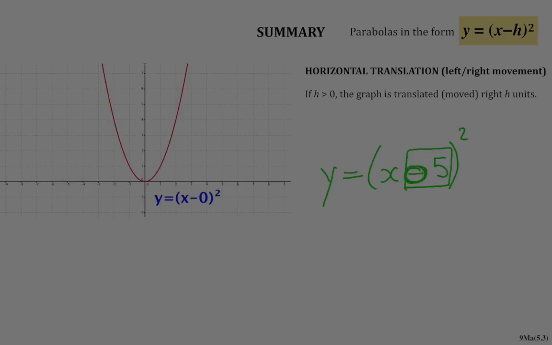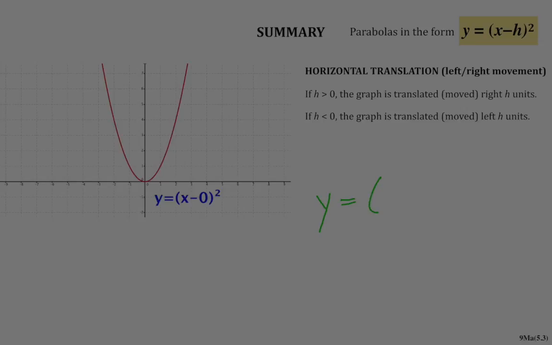You can always check: it's moved the opposite direction to the sign. So what about this one? That would be moved right 2 units. What about this one? That would be the same as y equals x squared, but right 100 units. If the number is negative, we get something like this: (x minus minus 3) squared, and 2 minuses become a plus. So really that's just y equals (x plus 3) squared.